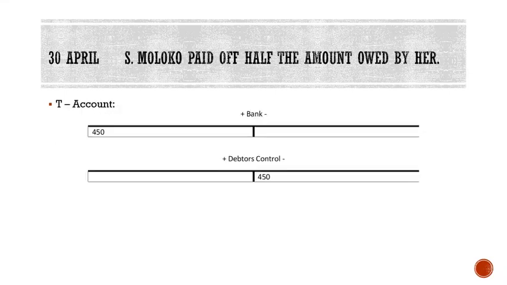Right, so bank will increase because we are receiving this money now, and debtors control will decrease because she does not owe this money to us anymore. Remember, she owed us 900 and we debited debtors control with 900 in the previous transaction. But now debtors control will decrease because she is settling a part of her debt.